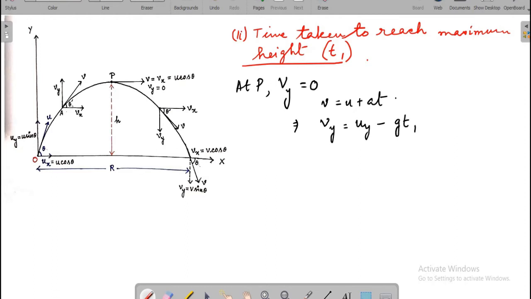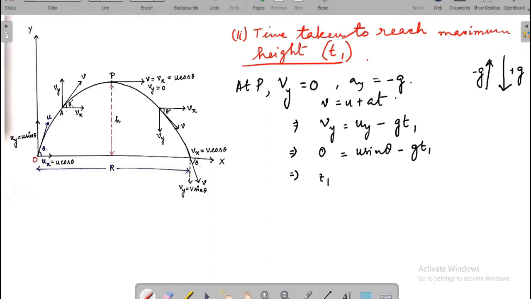because we know ay is equal to minus g. Because we have considered downward direction as positive g and upward direction as negative g. So Vy is equal to 0 is equal to u sin theta minus g T1. Therefore, T1 is equal to u sin theta by g. This is our time of ascent.